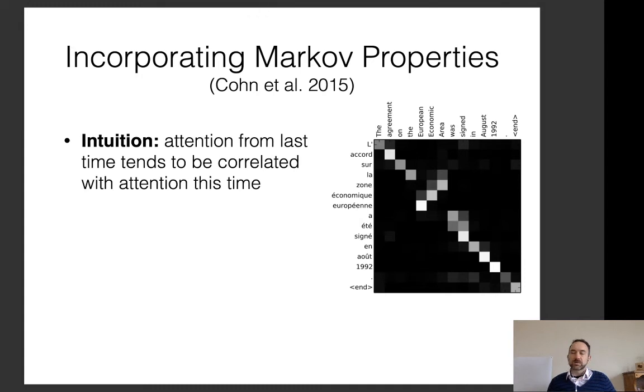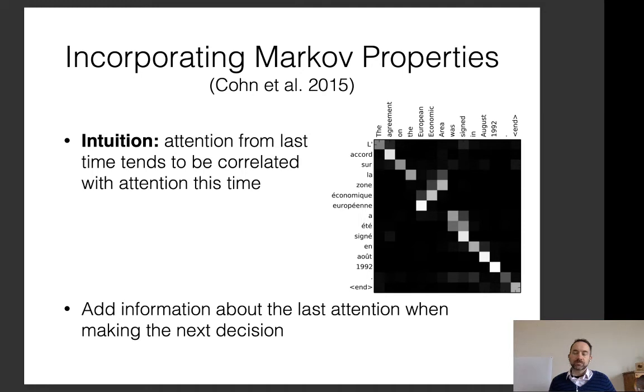Specifically, this paper by Cohn et al. actually has lots of different methods it's proposing, and this is one of them. The idea is that attention from the last time step tends to be correlated with attention this time, as we can see here. So basically, we gradually step through the sequence, stepping forward one by one, then backward one by one, and then forward one by one. So we wouldn't want huge jumps in attention every time step. So what this does is it adds information about the last attention value when making the next decision.